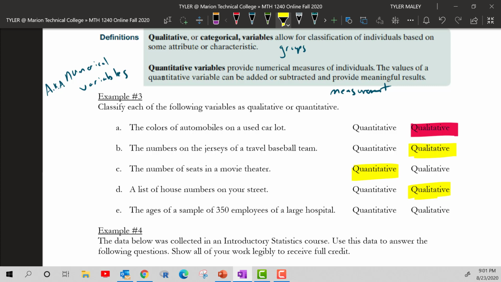E, we have the ages of a sample of 350 employees of a large hospital. So that would be quantitative, right? We're counting or measuring. So you want to get some practice with that.